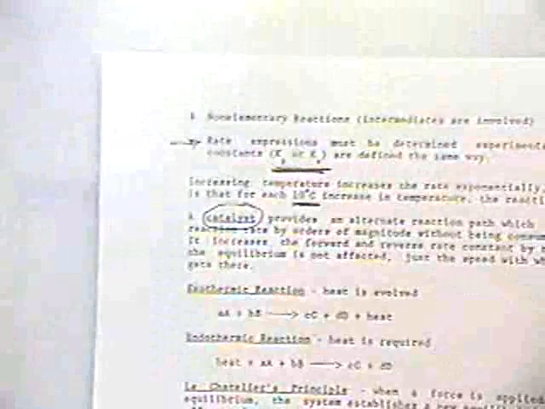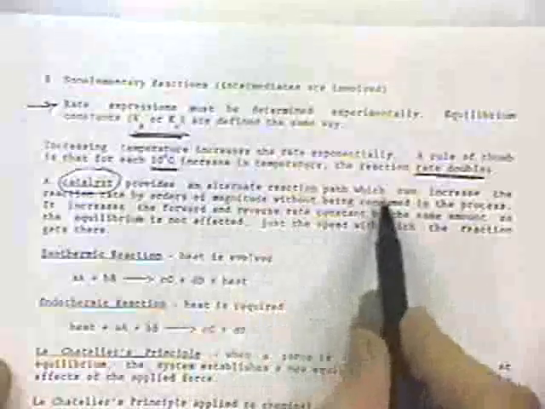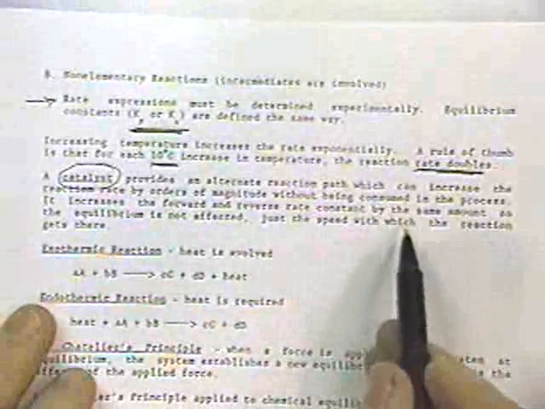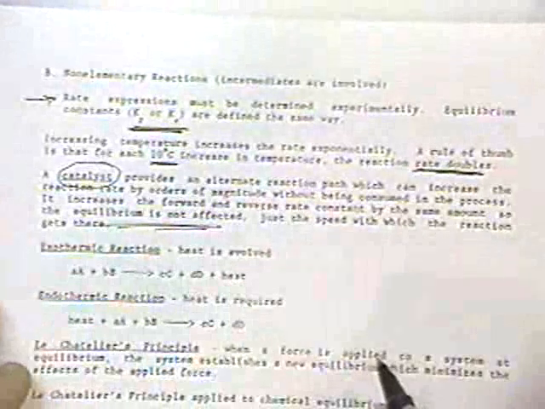Now, I mentioned catalysis previously, in the context of chlorine free radicals destroying ozone. The general definition of a catalyst is that it provides an alternate reaction path that can increase the rate of reaction without actually being consumed in the process. Notice that it does not affect the equilibrium. The equilibrium is not affected by a catalyst.